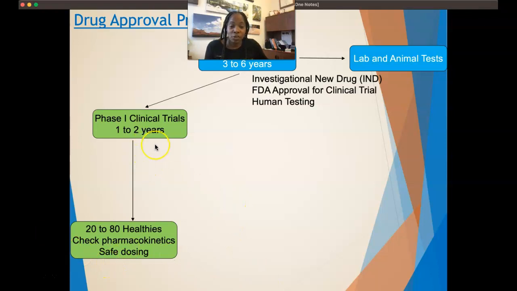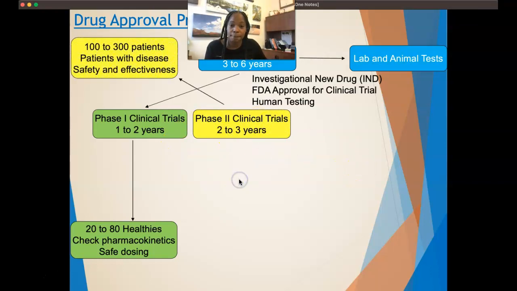After 1 to 2 years, if there are minimal adverse side effects, then the drug can move into what we call phase 2 clinical trials. Phase 2 clinical trials last about 2 to 3 years, okay? This is with a larger group of patients, and these are unhealthy patients. So the drug being marketed, if it's an anti-inflammatory drug, these are patients who have inflammation in their body. And so now we're not checking dosing because we've already done that. We're not checking pharmacokinetics. Now we're looking at the safety and effectiveness.